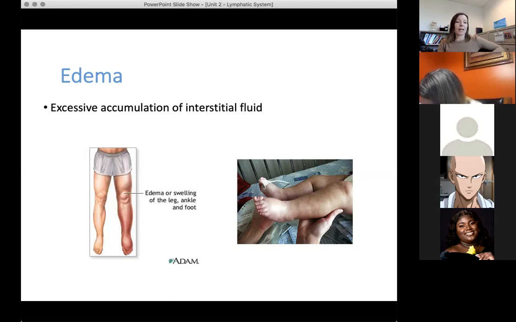So one thing that you guys are seeing on the PowerPoint that is in your outline is an issue that can happen if you start to have fluid building up, and it's called edema. You guys have possibly heard of this term before. This is when interstitial fluid accumulates in tissue spaces.